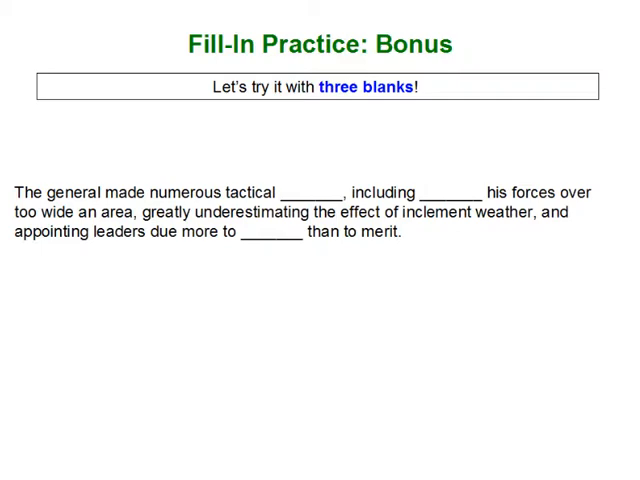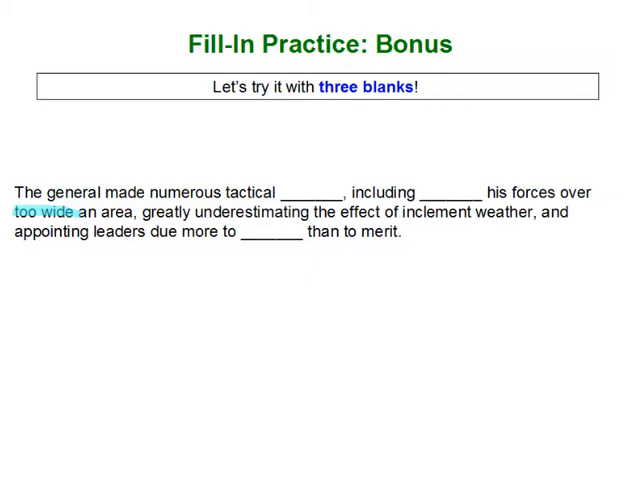And again, it's very important here that we notice this judgment call, this evaluation that it was too wide. Now, if it's too wide, that's a bad thing. So now we can say, okay, well, what kind of tactical, what was he doing tactically? Well, something bad. So then our first blank might begin to look like something along the lines of mistake or something bad, an error. Now, what can you do to your forces over too wide an area? How, put them over too wide an area, spread them over too wide an area, something like this.